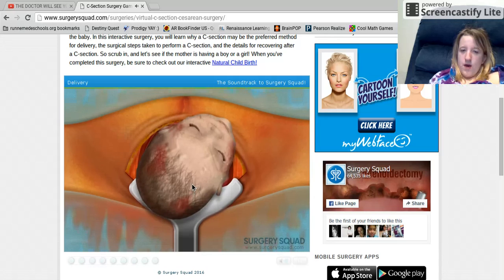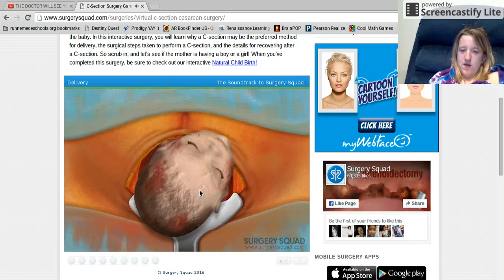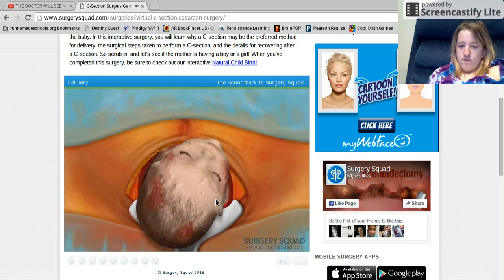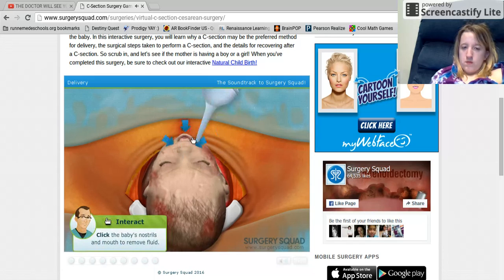Before the head is completely sticking out of the mom, remove the baby from the uterus. Use the suction bulb to suction fluids from the baby's nose and mouth.